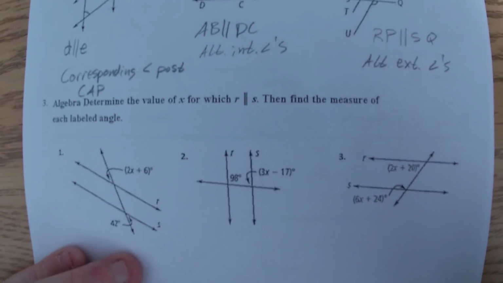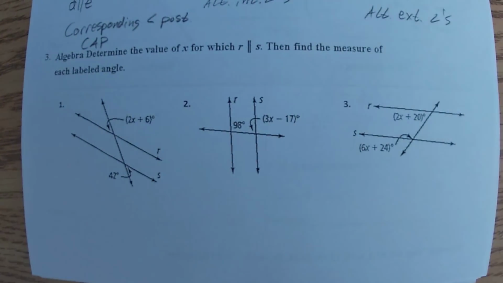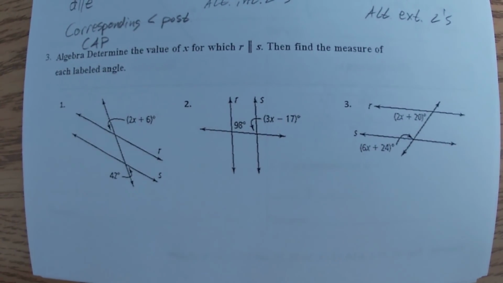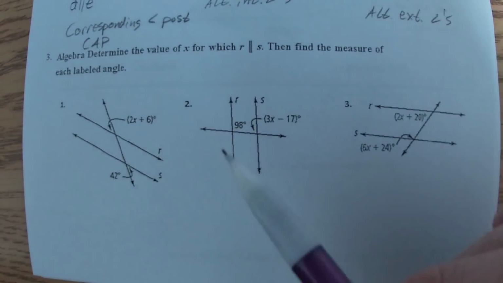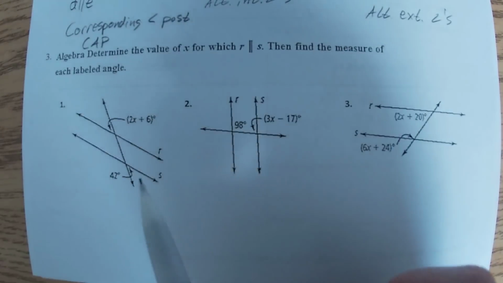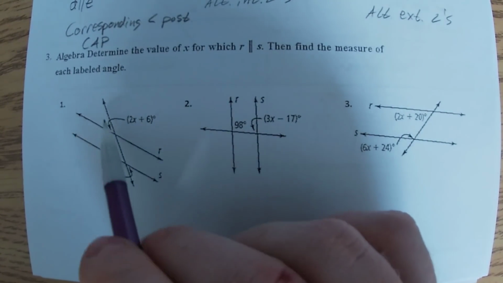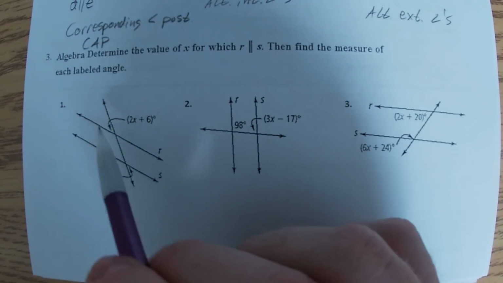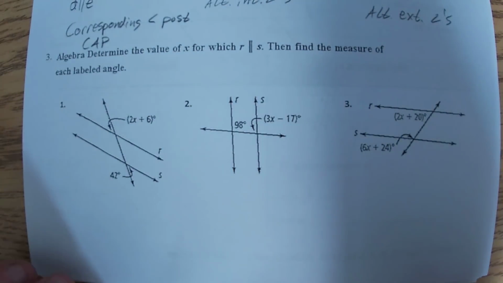All right, moving on here to the next 3. Determine the value of x for which R is parallel to S, then find the measure of each labeled angle. So we're saying R is parallel to S. Right here, this is our transversal. These are the two parallel lines. So these are on opposite sides of our transversal, and they are on the outside of the parallel lines, so it's going to be alternate exterior.